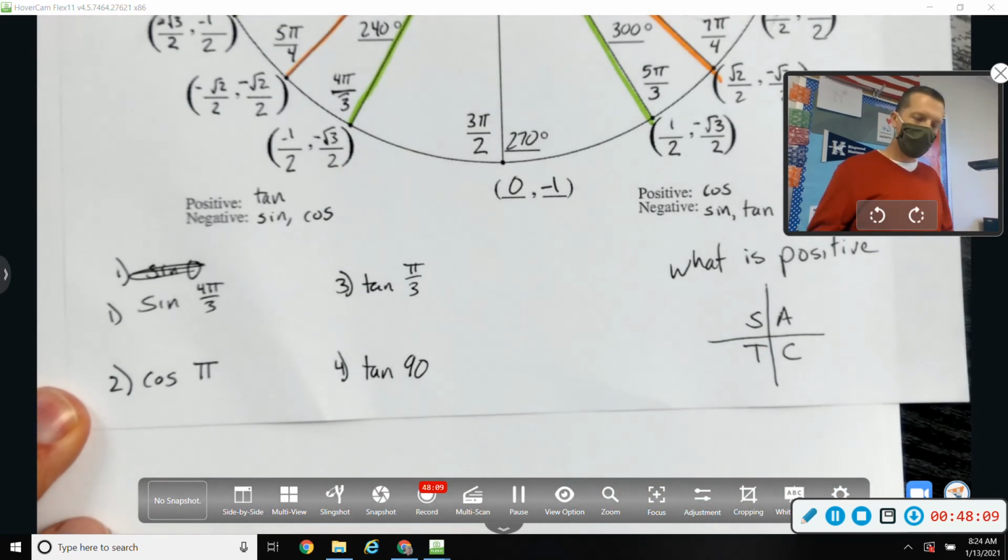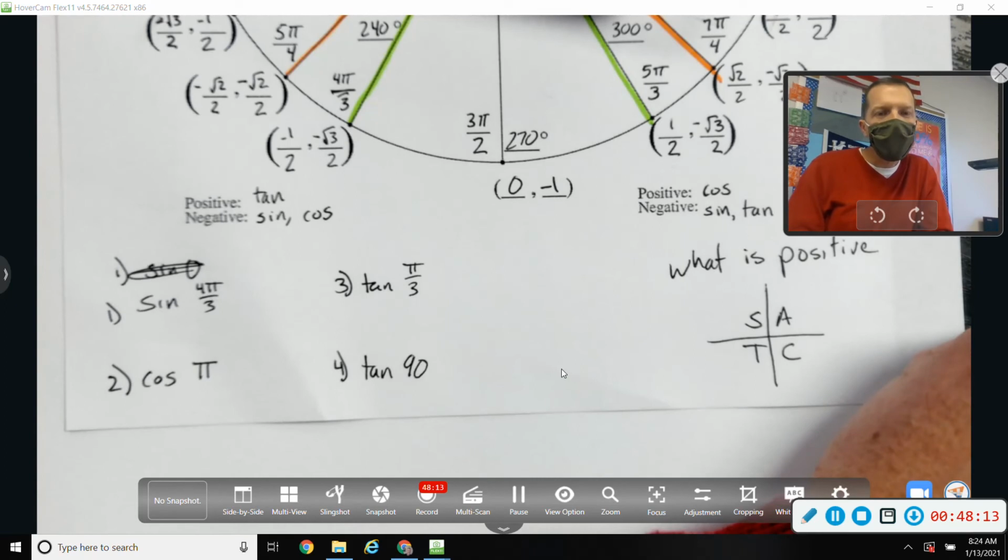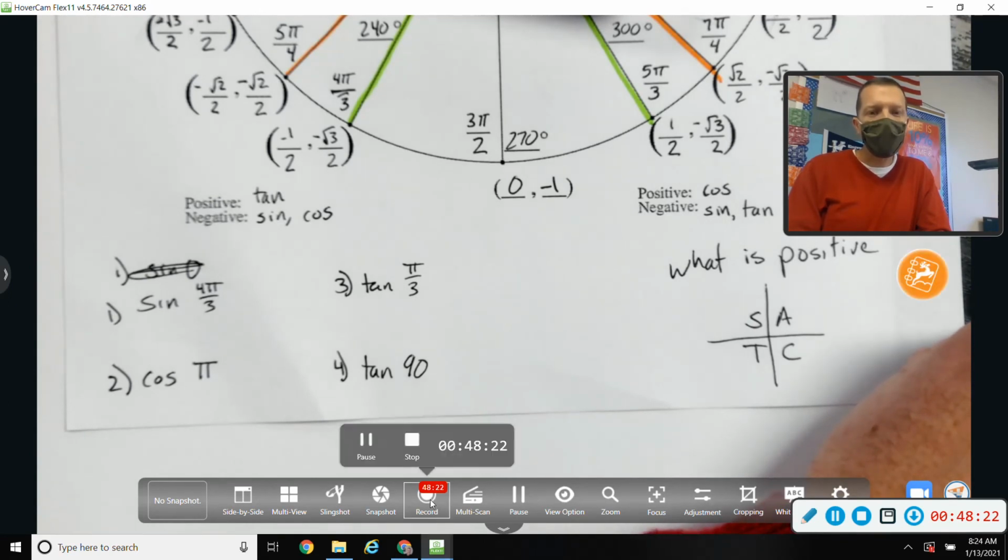So try those four. First two are super easy. Third one, or third and fourth one, you'll have to do y over x. So give those a try, see what happens, and then we'll compare notes in just a second.